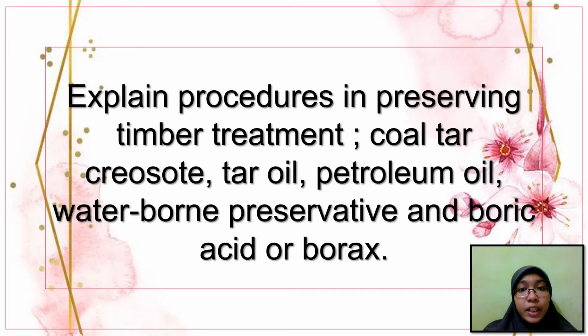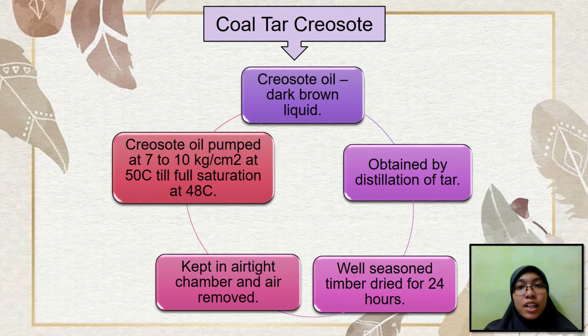Okay, now I will explain about procedures in preserving timber treatment in coal tar creosote, tar oil, petroleum oil, waterborne preservative, and boric acid or borax. Coal tar creosote is dark brown liquid obtained by distillation of tar, well-seasoned timber dried for 24 hours kept in airtight chamber and air removed. Creosote oil pumped at 7 to 10 kilograms per cm2 at 50 degree till full saturation at 48 degree.